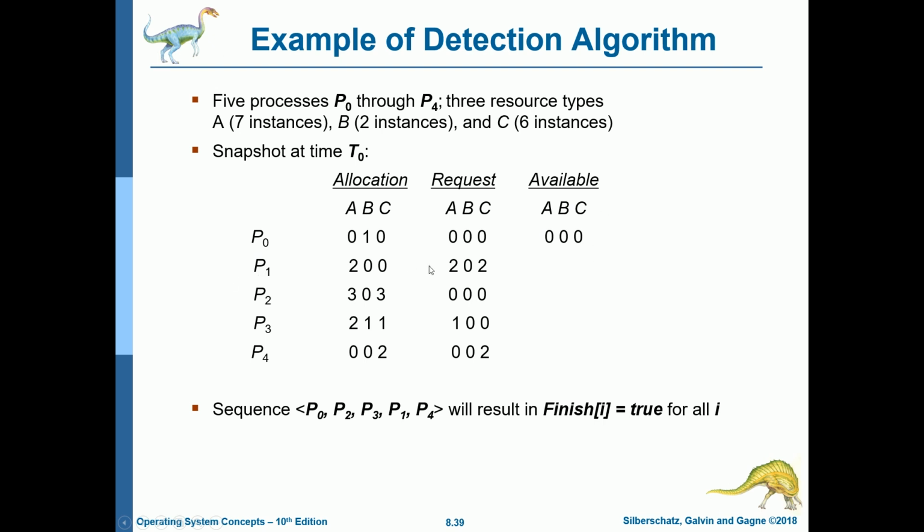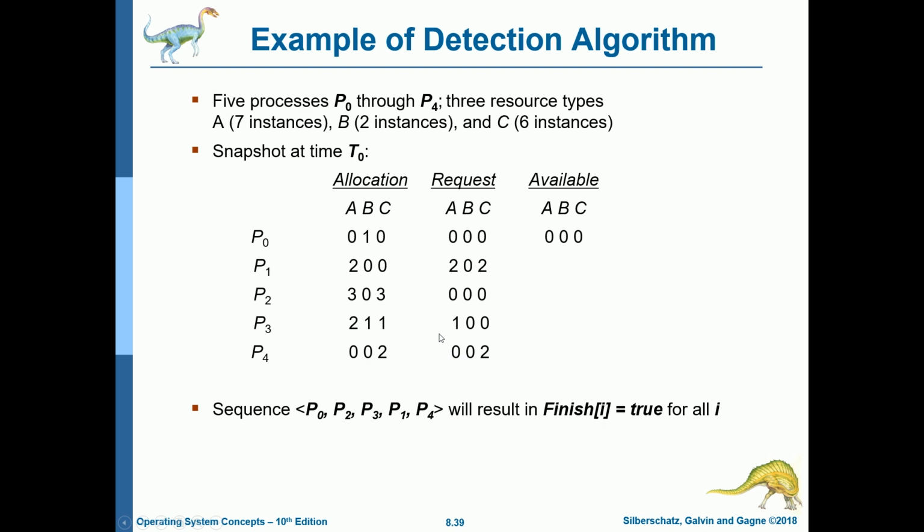Process P1 requires 2, 0, and 2. Well, we don't have that available, so we can't grant that request. We move on to process P2. It's requesting nothing as well, so we can grant this request, and then we add the allocation back to our available. In this case, what we end up having is now 3, 1, and 3.